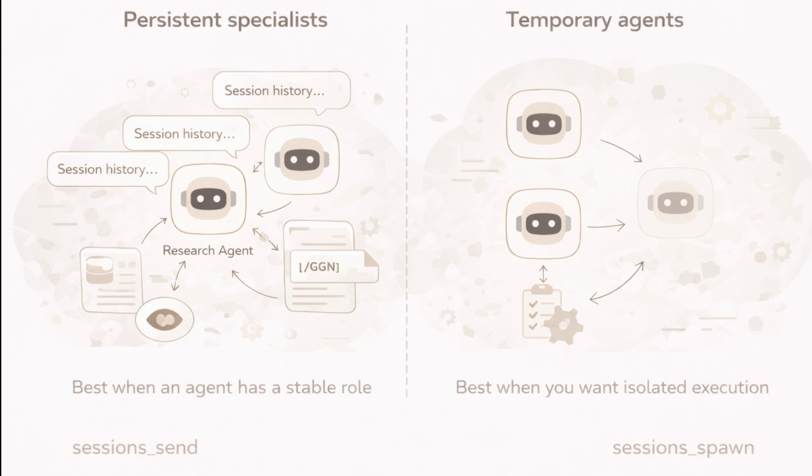Temporary agents are short-lived and created for one specific task. They are useful when you want isolated execution without building long-term history. For example, transforming a single document into a specific format and then discarding the session. These are created using sessions_spawn.